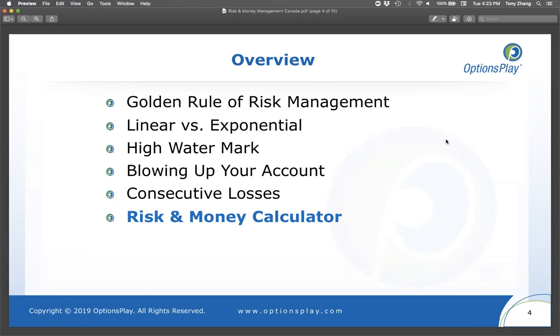And then lastly, I want to show you a risk and money calculator that will allow you to effectively calculate all the things that we're going to show you here today so that you can apply the golden rule of risk management to your trading account as easily as possible.